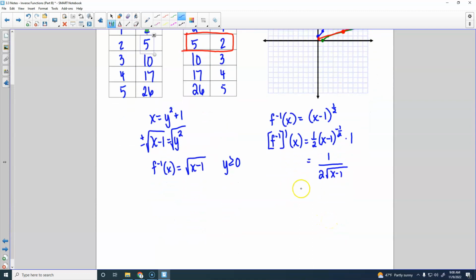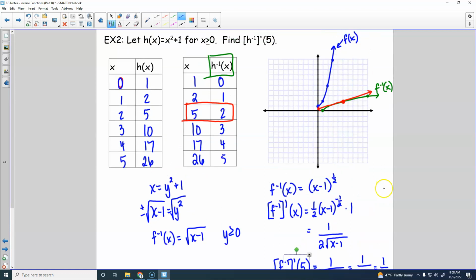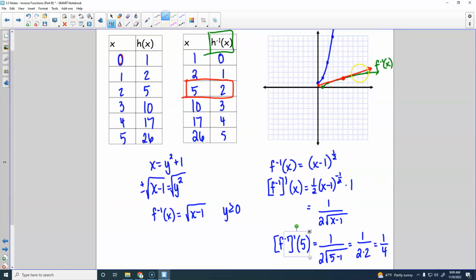So if we want to find our derivative here, f inverse prime of 5 is what we're looking for. So we just plug 5 into our equation. 2 square root of 5 minus 1. That is going to be 2 times the square root of 4, which is 2 times 2. So we get 1/4. So the slope of that tangent line right there, the slope of that red line right there, equals 1/4.